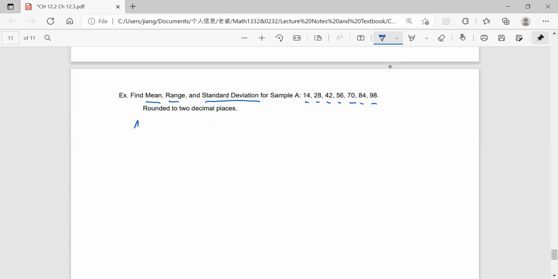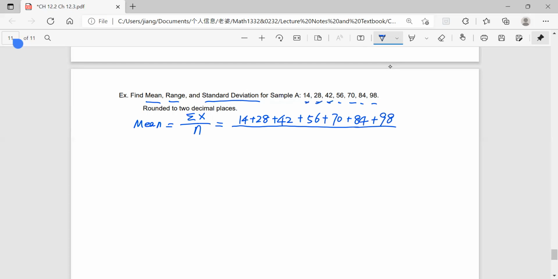Okay, mean equals the sum of the x over n. So the sum of all of these data: 14 plus 28 plus 42 plus 56 plus 70 plus 84 plus 98. How many data? 1, 2, 3, 4, 5, 6, 7. 7 data. So what is the mean for this one? That's 56. You can use your calculator to find it. So we found the mean.